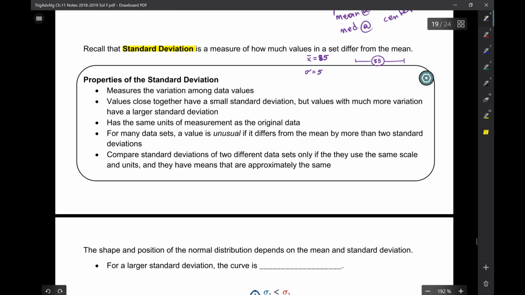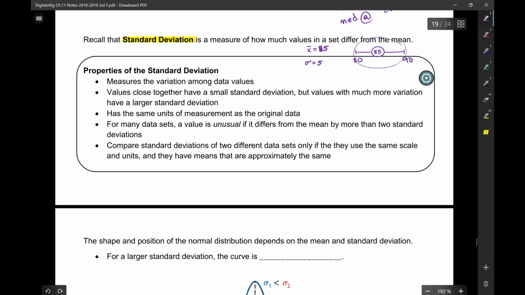Most people got between 80 and 90. So the standard deviation is 5. If you go 5 away from the average, you're at 80 or 90. If that's the standard deviation, it means most of the scores fell between 80 and 90.